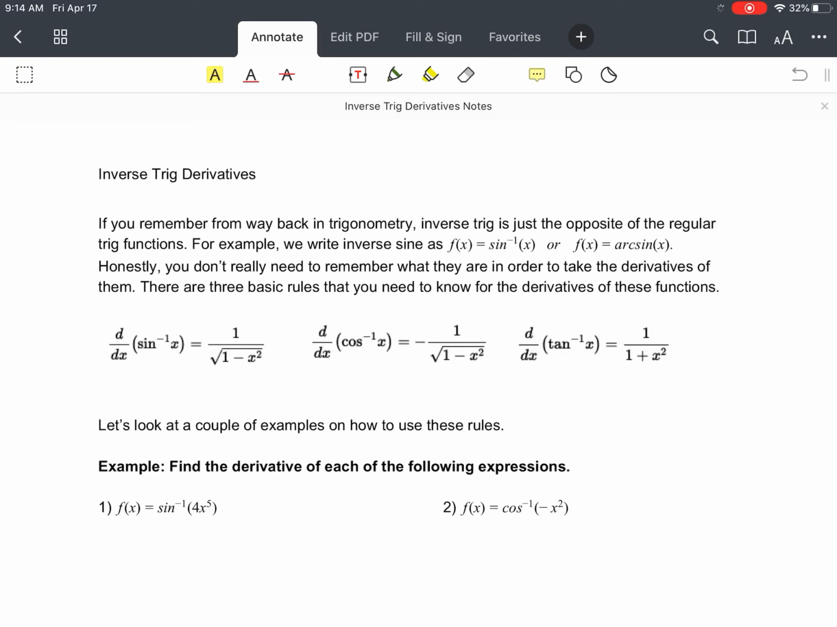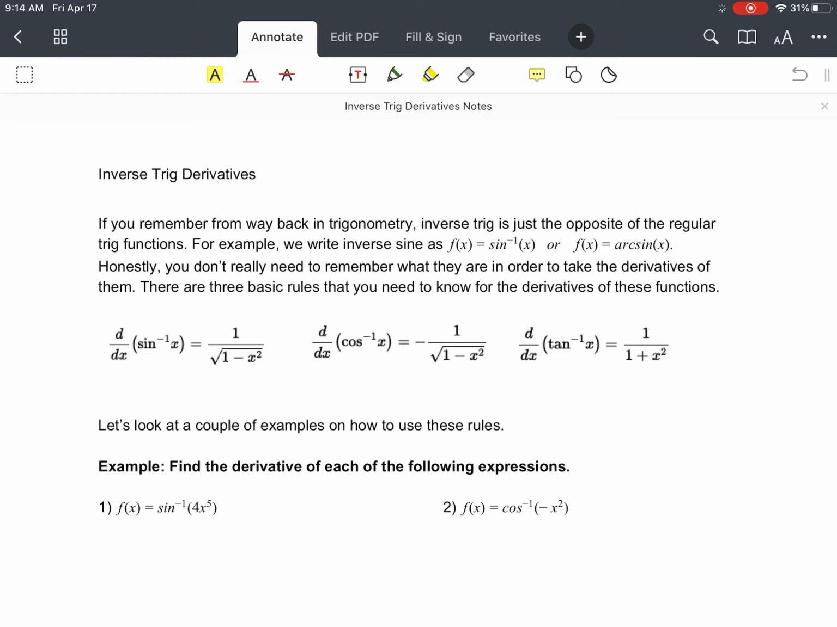Okay, so it is now time to start our next unit of material. So we are moving on to inverse trig, okay? This is going to be one of the last things that we cover. There's not really a lot left for us to do, okay?